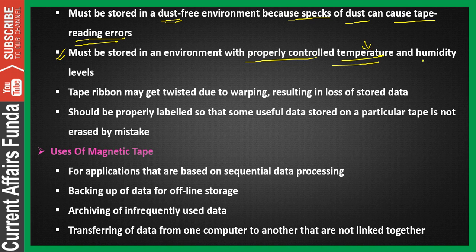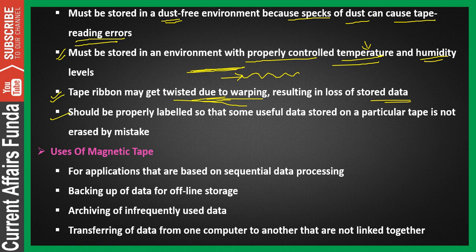And humidity: if humidity is present, your magnetic tape will get damaged, it will stick together. The tape ribbon may get twisted due to wrapping. Sometimes if you see in your audio cassette, your magnetic tape gets twisted. So these are the main limitations resulting in loss of stored data.